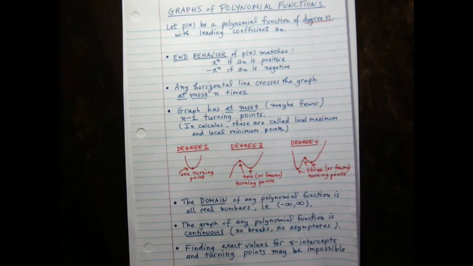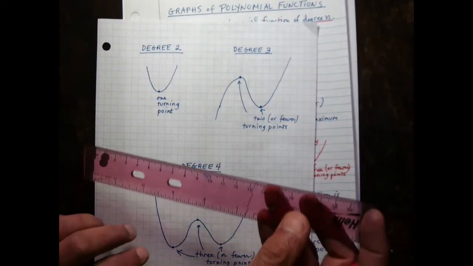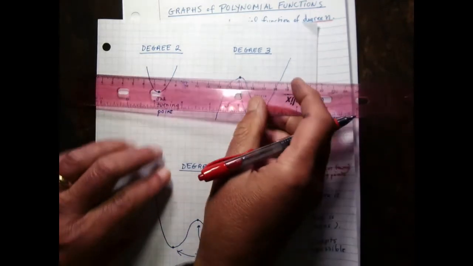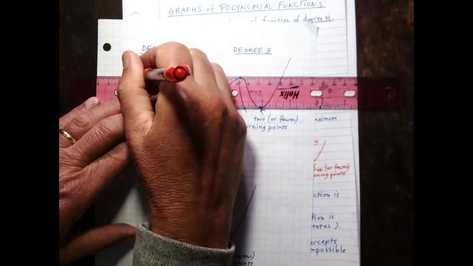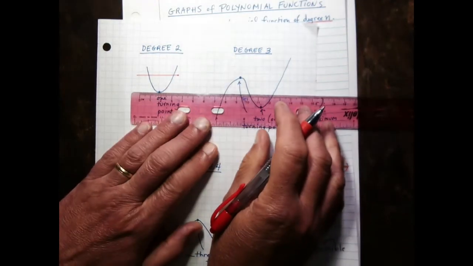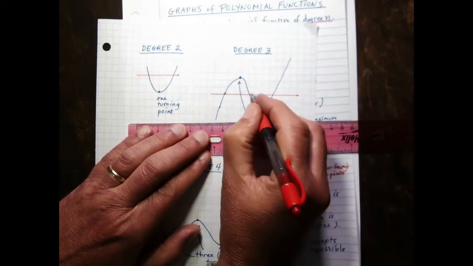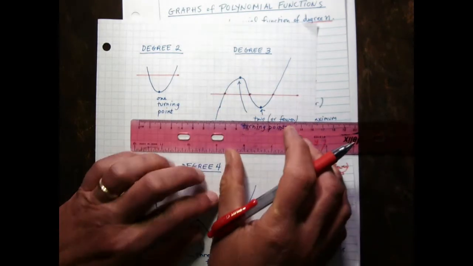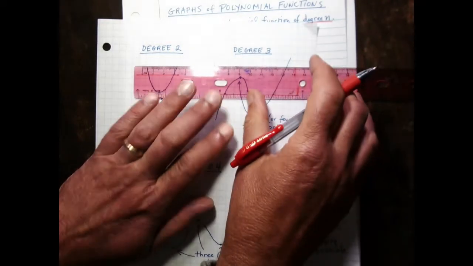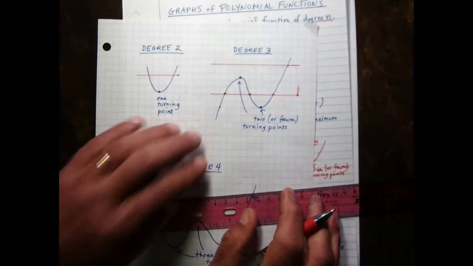Any horizontal line crosses the graph at most n times. So what does that mean? Well, here's some examples of degree 2, degree 3, and degree 4. Degree 2, I can find a horizontal line that crosses that parabola twice. Degree 3, I can find a horizontal line that will cross the graph at 3 points, but maybe fewer. For instance, a horizontal line up here will only cross that graph once.